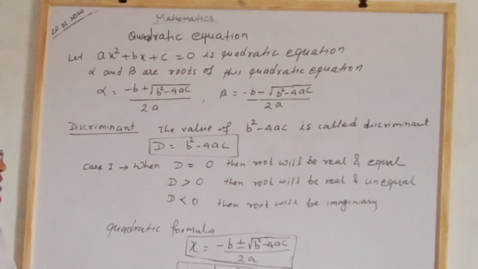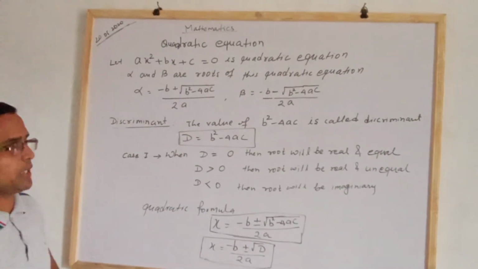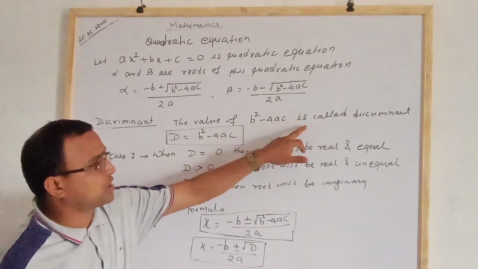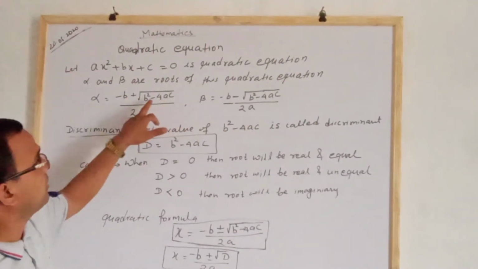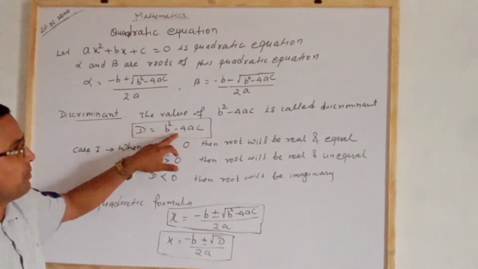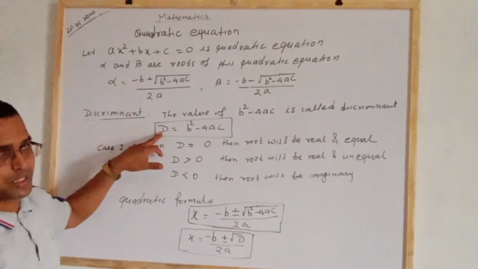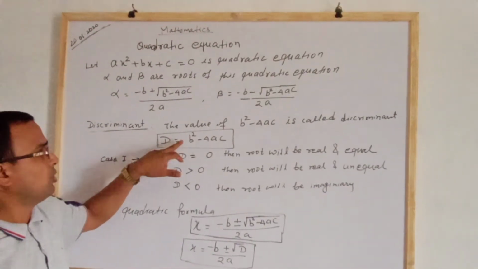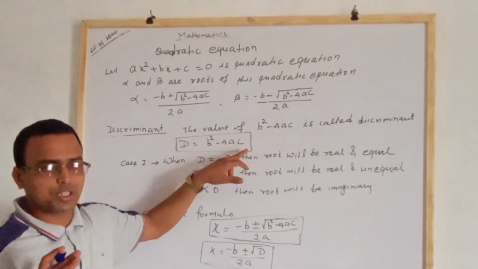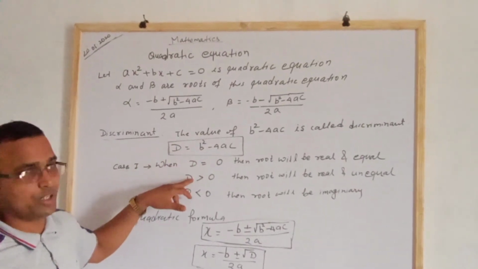And next the topic is discriminant. Discriminant is the value of b² - 4ac. So if we find the value of this b² - 4ac, you can write discriminant D equals b² - 4ac. Here there are three cases we can see for the value of D.